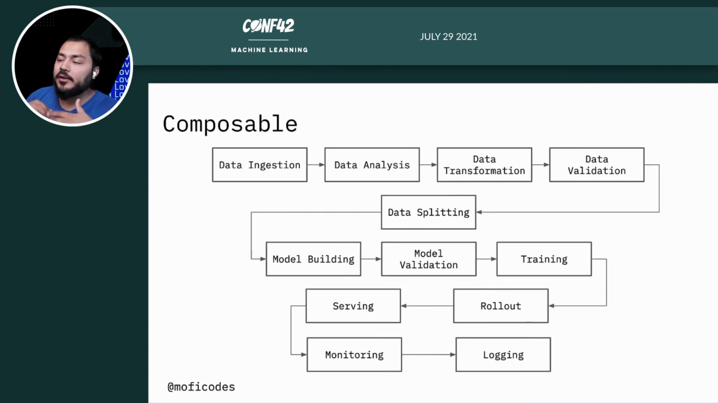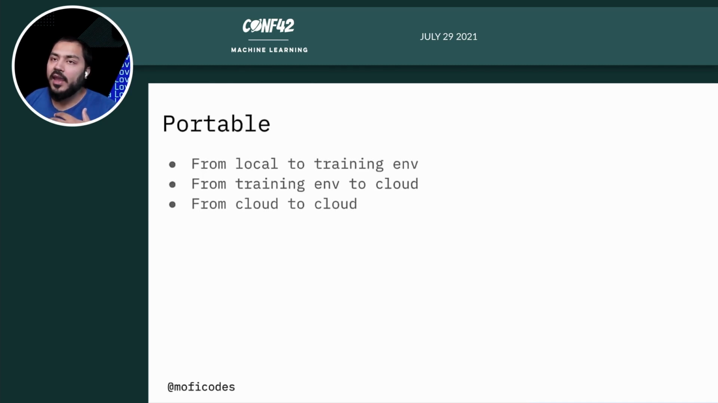Composable: going back to this slide, Kubeflow has ways to manage each of those steps by using different tools under the Kubeflow ecosystem. We're going to look at a few of them today, but composable basically means you can use different parts of the tools under Kubeflow to create a system that covers all of the things that we want in an end-to-end machine learning platform.